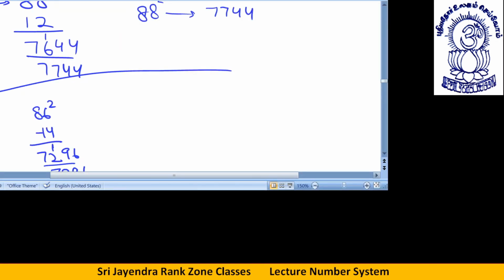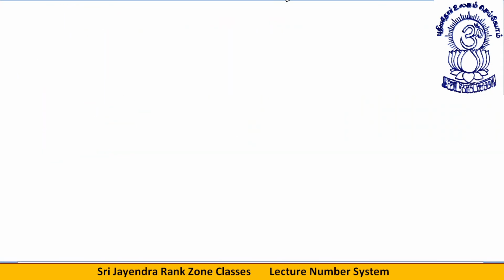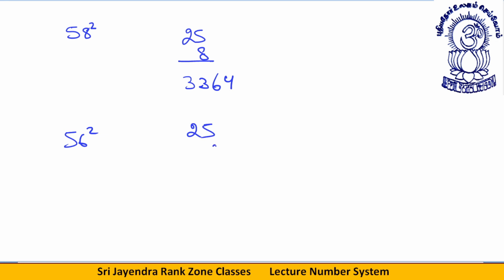Okay, now one more thing, dear students. Square of numbers which are ranging around 50. Suppose I need to calculate the square of 58. You just need to take care of 25. 58 is 8 more than 50. You add 8 to this. You get 33. 8 square, 64. How easy it is. 56 square without doing anything. 25 plus 6, you can do it in your head, verbally.